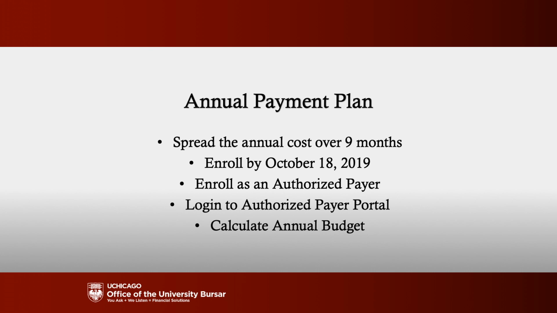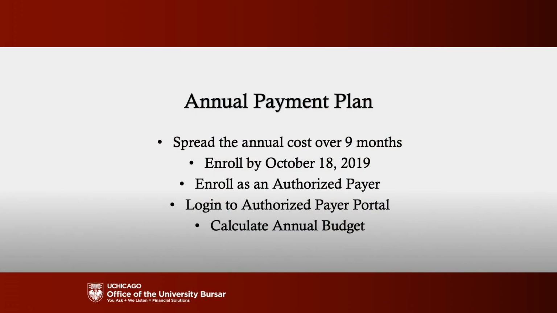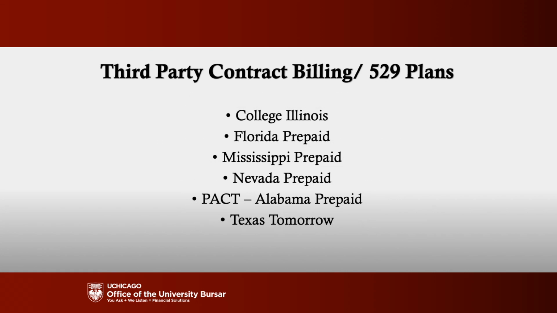And on the portal, there's a calculator to create your budget, and you put whatever you want to split on the 9-pay plan in this budget, and it'll calculate it for you. Anything outside of that budget follows the regular billing cycle. Every year that you enroll in a 9-pay plan, you'll get a $75 fee. And here are examples of what we mean when we say a third-party contract, billing, or 529 plans.